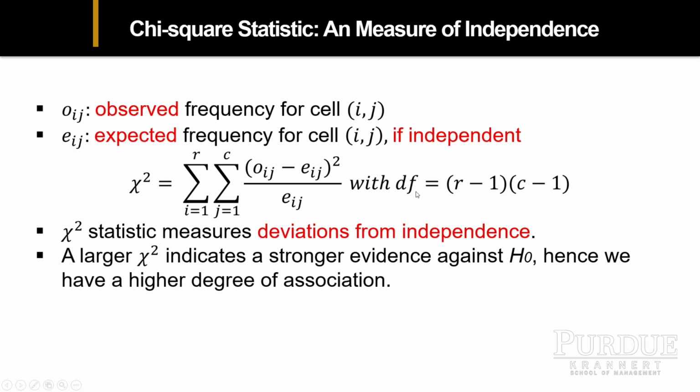We also have the degrees of freedom, which is the number of rows minus 1 times the number of columns minus 1. If the chi-square statistic is large, it means these two variables are not independent. A larger chi-square means stronger evidence to reject H null. Okay, let's see how we can calculate this chi-square value for our table.